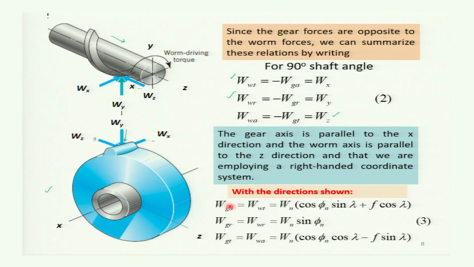So we have found on the gear the axial force will be equal to the tangential force on the worm, and this is the equation. Similarly, WGR will be WWR, this is Wn sin phi n, and WGT will be WWA, and it is given by this formula. So we have found the resultant force or the total force which will act on a worm and a gear when they are transferring power between each other.